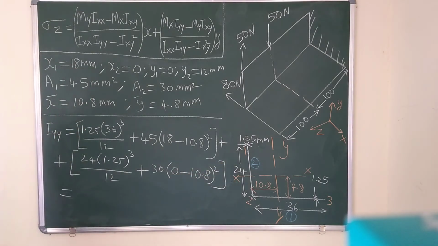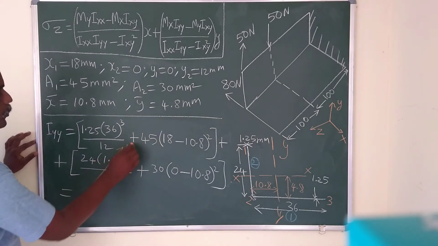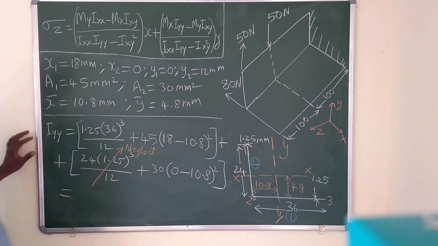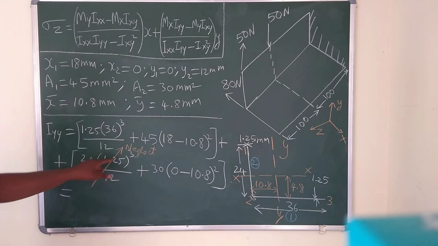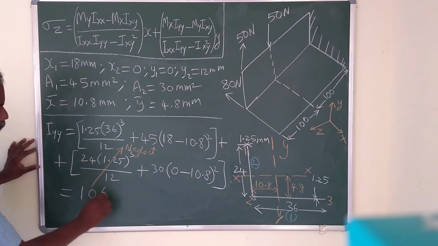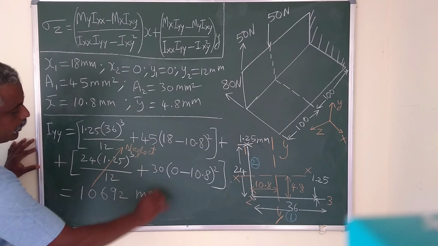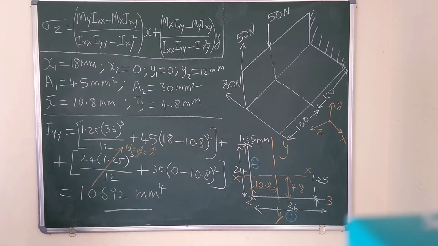So remember always, I told you in the beginning itself, while computing the sectional properties, higher powers of t can be neglected. So here this is the higher power. While calculating this Ixx also, I have neglected the first term for the first section. 24 into 1.25 cube divided by 12, t cube higher power, I am just neglecting it. So when you calculate, I get the term to be 10692 mm power 4. So this is the moment of inertia value about y axis.